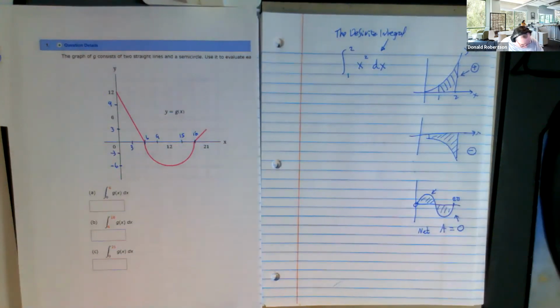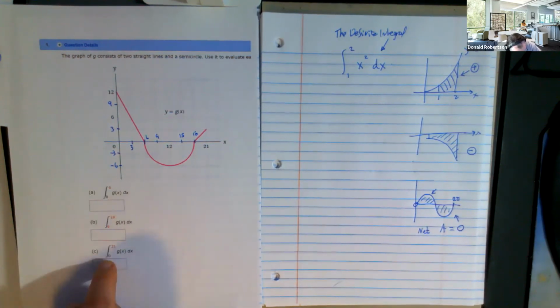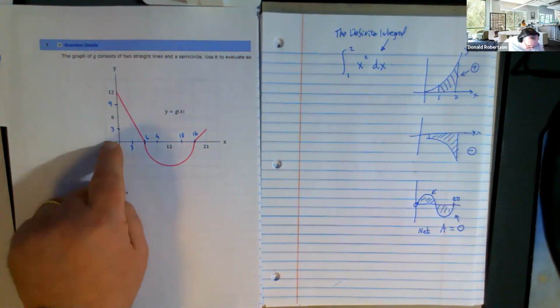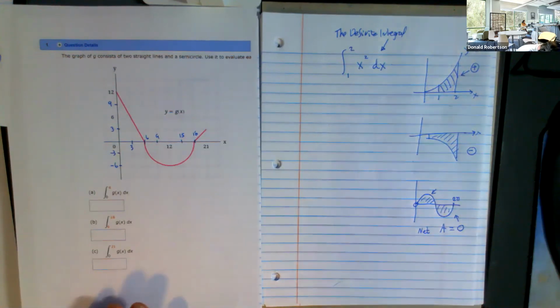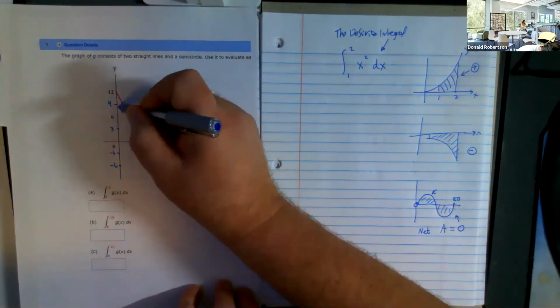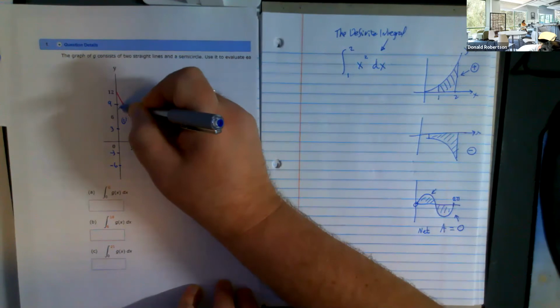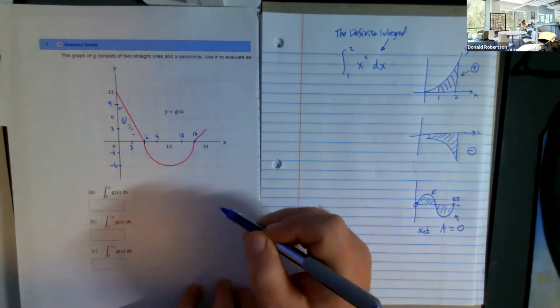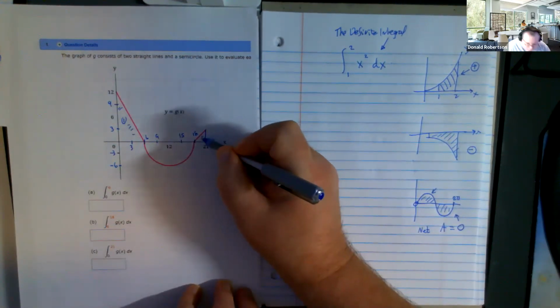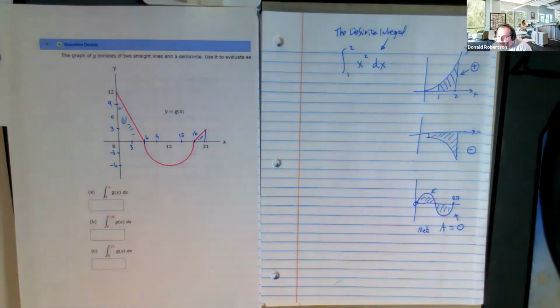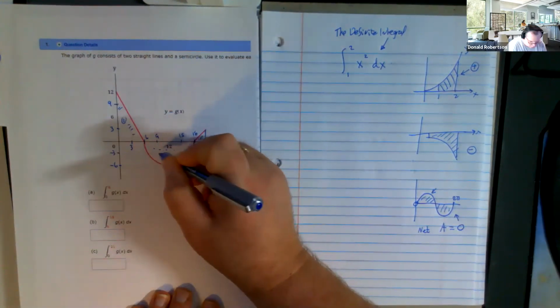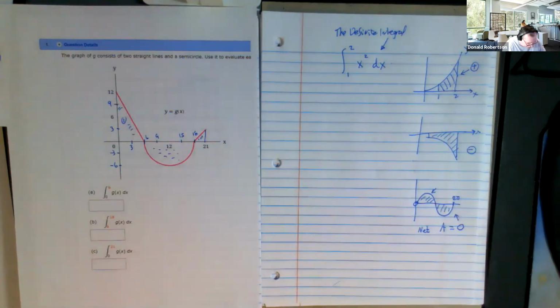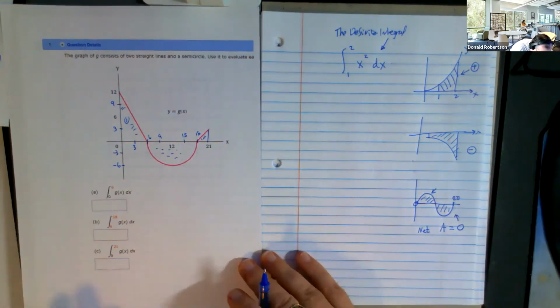Okay. Let's go for the whole one. I'm not going to do these two. I'm going to go for the whole area, starting at 0 and finishing at 21. Then won't we have a triangle over here? At the end, another little baby triangle. Won't those both be positive things? And then right in the middle, half a circle, right? So let's put the package together.